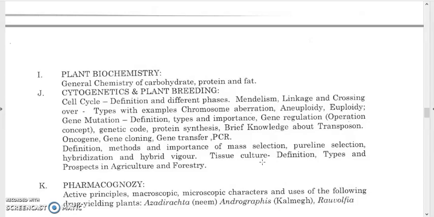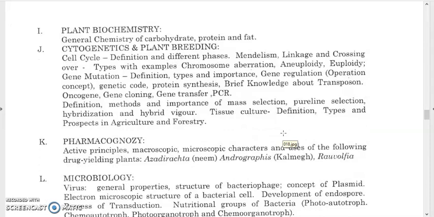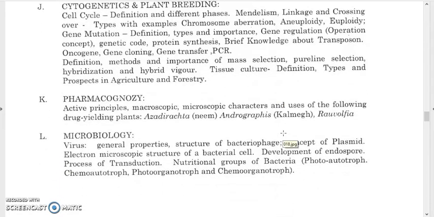that is the operon concept, and here you have to study the lac operon, arabinose operon, and tryptophan operon. Genetic code, protein synthesis, brief knowledge about transposon, oncogene, gene cloning, gene transfer, and PCR or polymerase chain reaction. Definition, methods and importance of mass selection, pure line selection, hybridization, hybrid vigor, tissue culture, definition, types, prospect in agriculture and forestry.